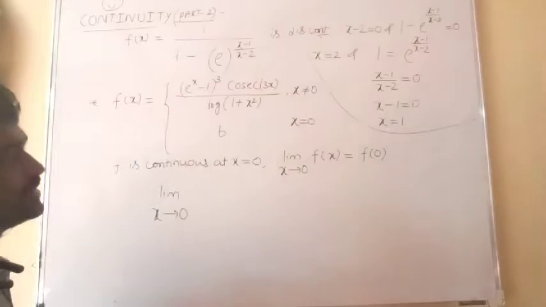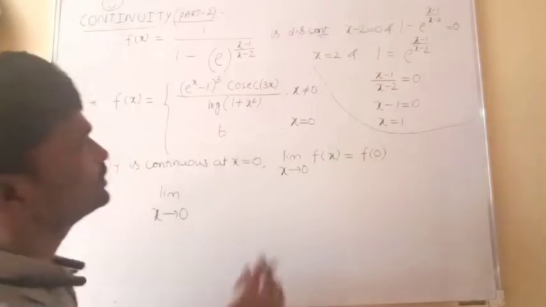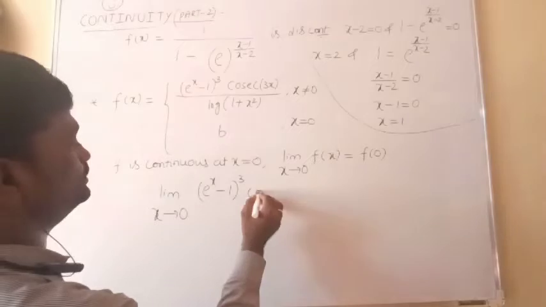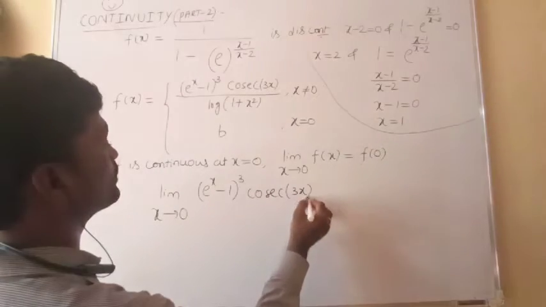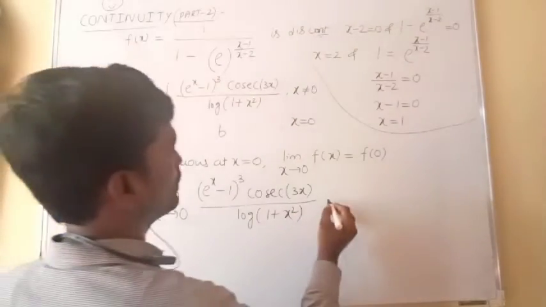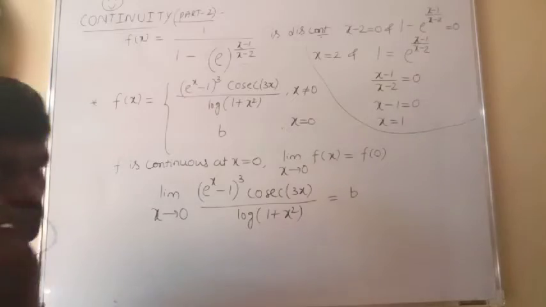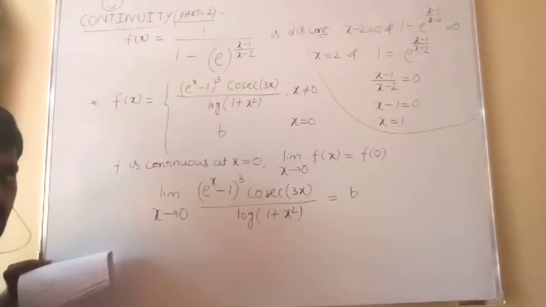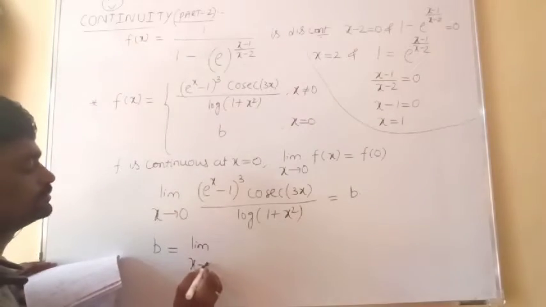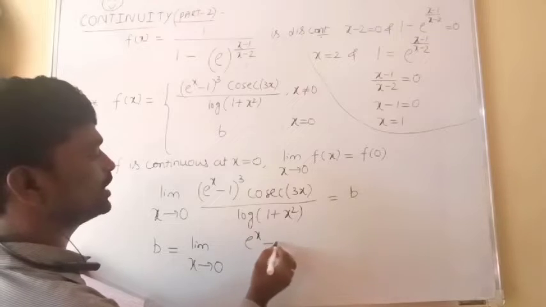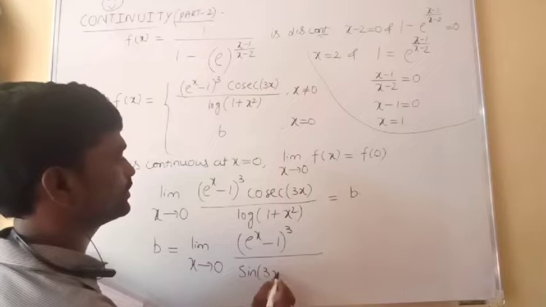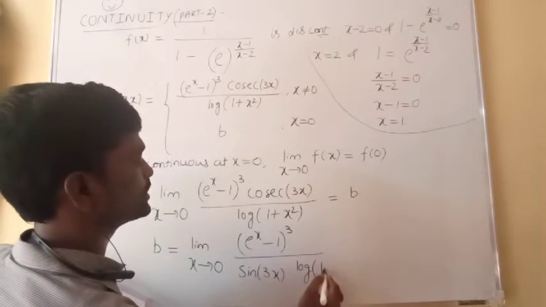So limit of the function, x tends to 0. What is f of x? x tends to 0 means x is not equal to 0 only. So what is the function? (e power x minus 1) whole cube cosecant of 3x divided by log of 1 plus x square is equal to f of 0, which is b. So write this cosecant 3x as 1 by sine 3x. Okay, so b is equal to limit x tends to 0 of (e power x minus 1) whole cube divided by sine 3x into log of 1 plus x square.